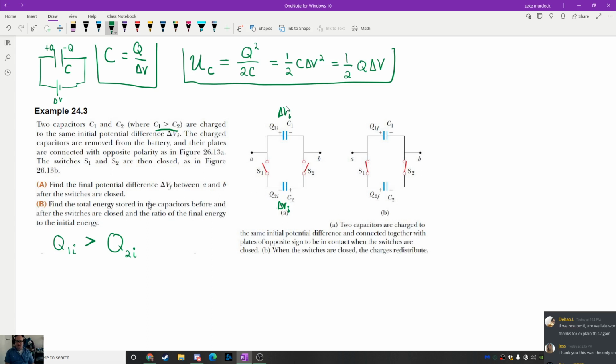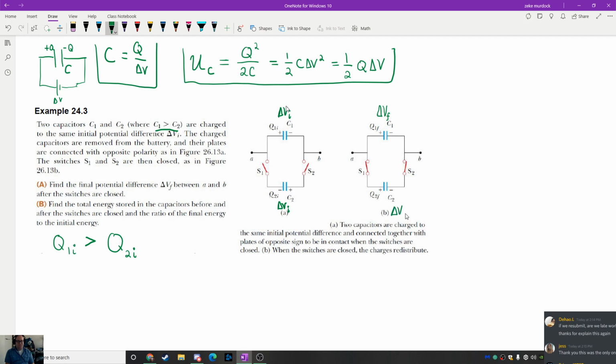Okay. All right, so our goal is to find the final potential difference delta VF between points A and B after the switches are closed. Okay. And I'll just say that because they're in parallel, what do we know about the final potential difference and how they're going to be related to each other? It'd be the same. They're the same, right?